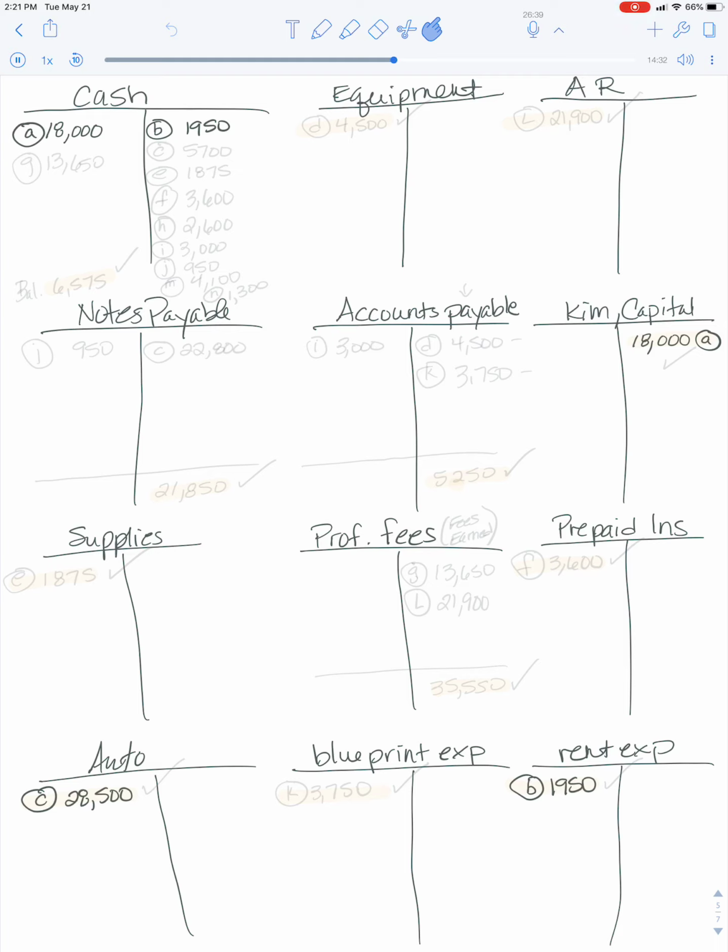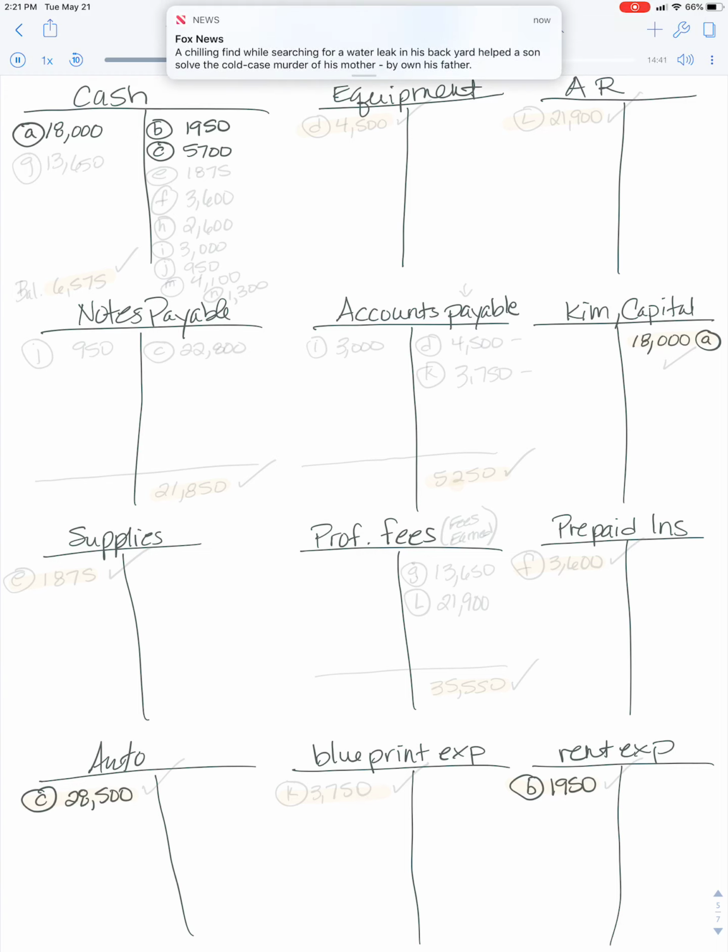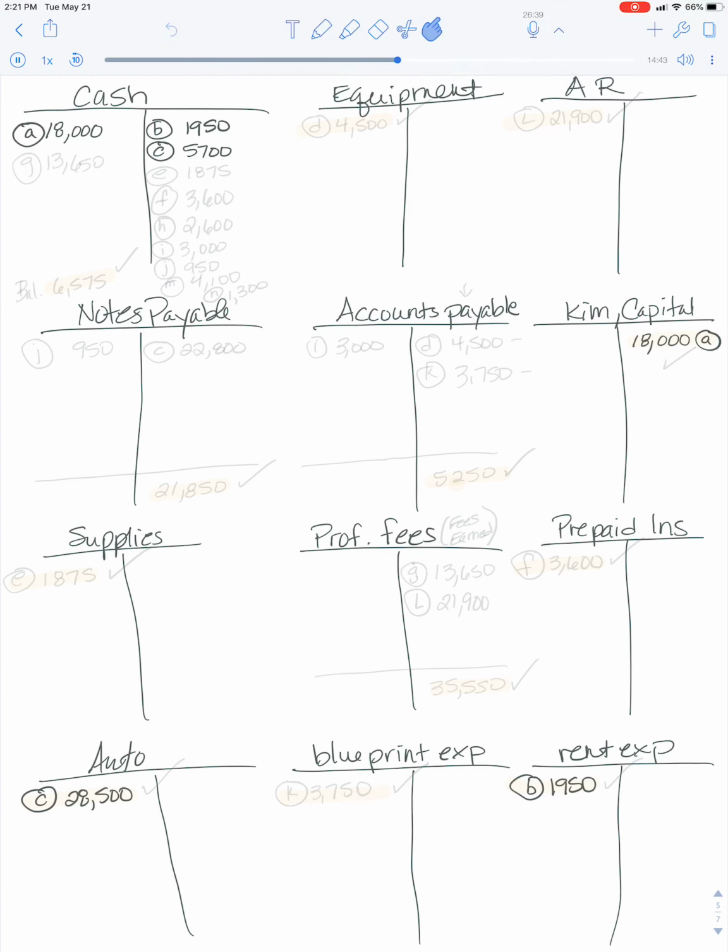So we have $5,700, C, needs to come out of cash, and then the rest, which should be $22,800, is going to be a note payable. So notice our two credits equal our one debit. So you have to be in balance on both sides of the entry.